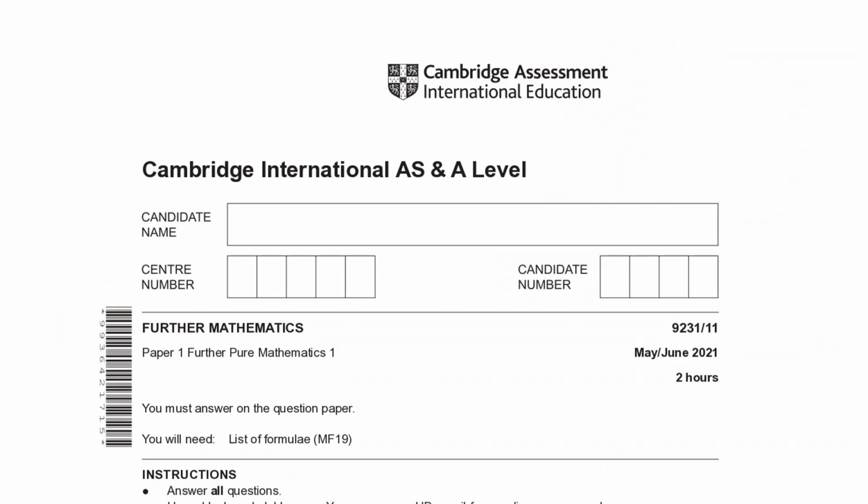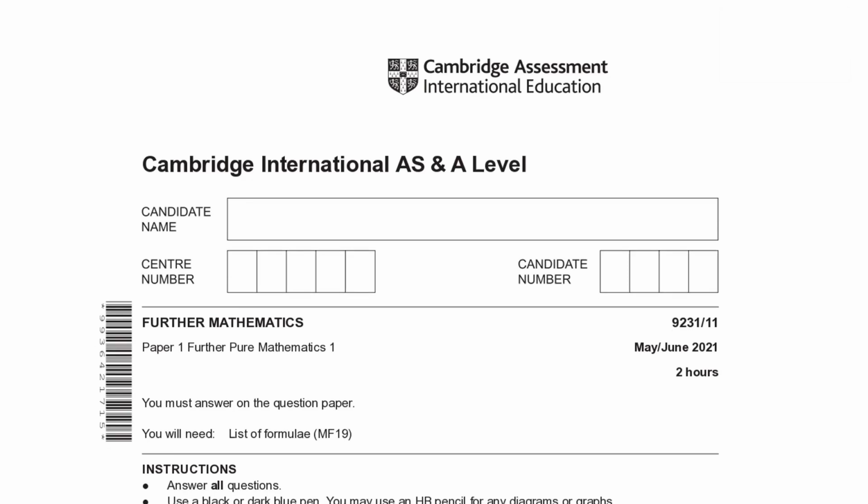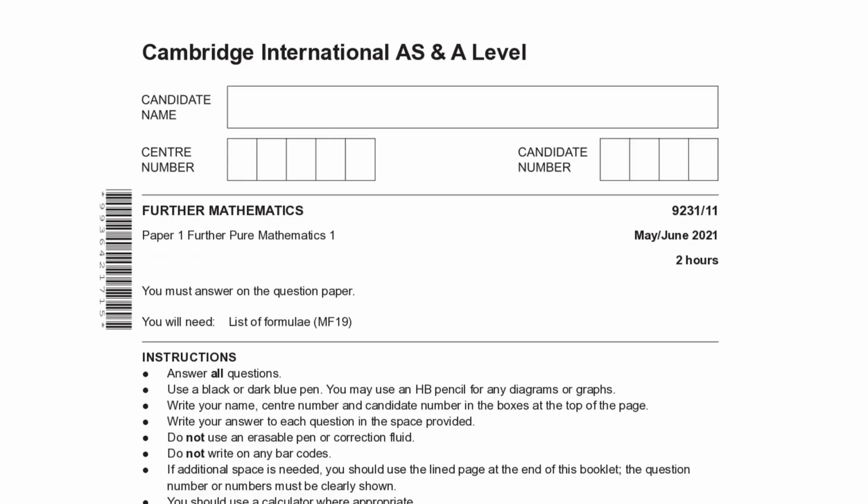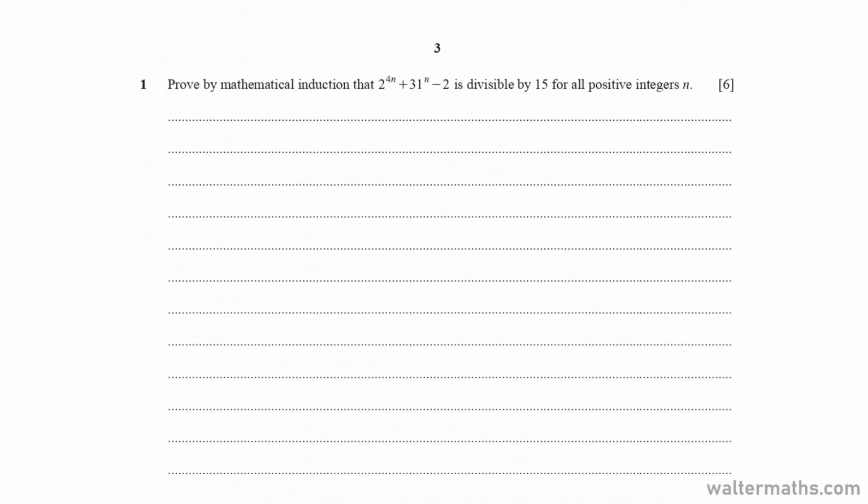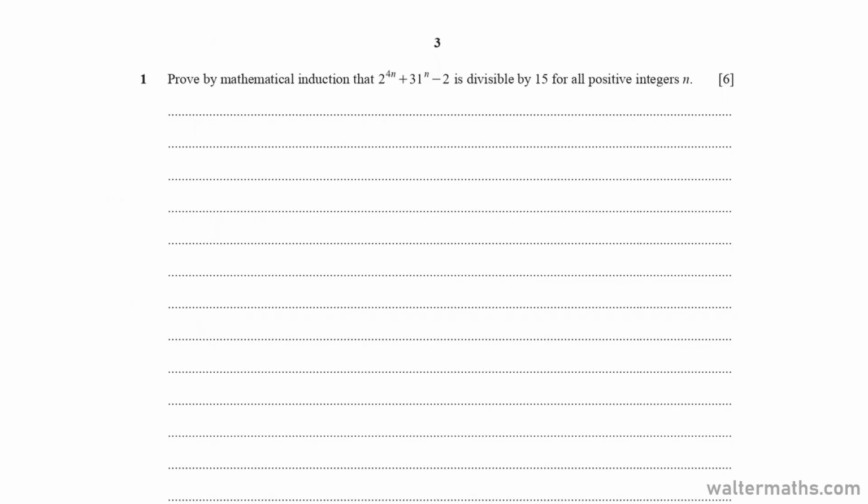Today we are going through another further pure maths paper. This is 9231/11 for the May-June 2021 sitting. So we are going to jump right in and we are going to start with question number 1.